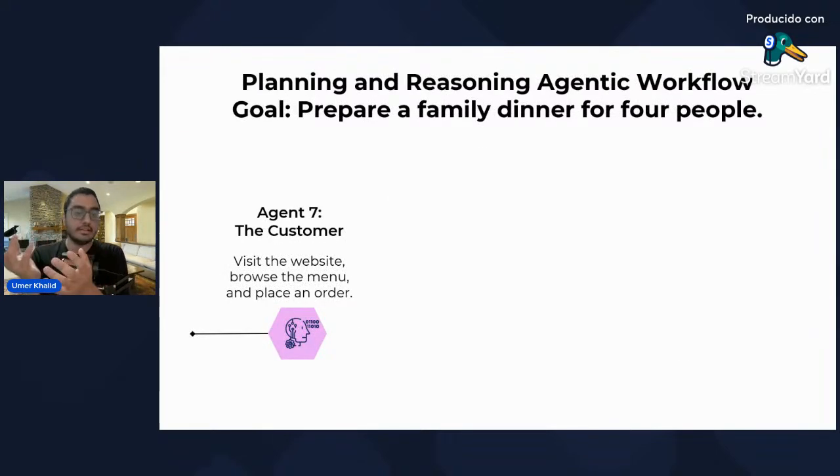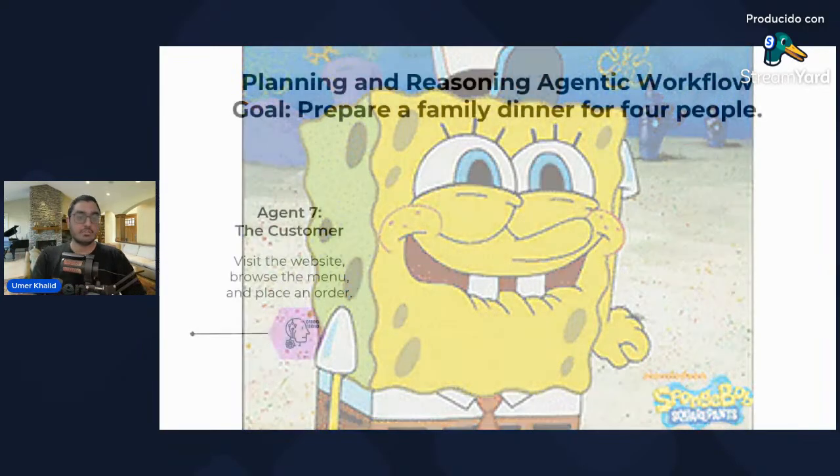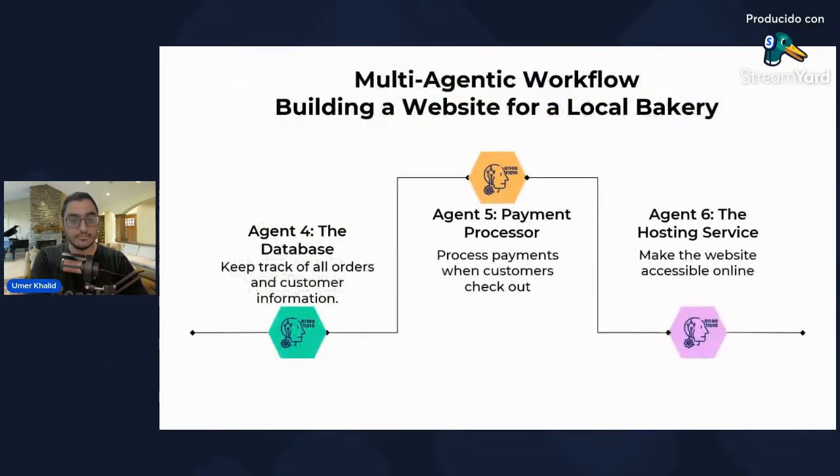You can also create a customer agent which would act like a testing user on the website, like the actual customer: browse the menu, place an order, and test your whole system. So, as you can see, multi agentic workflow is really efficient, and it's mind blowing how much it can be used. You can actually replace an entire team by using this multi agentic workflow if done efficiently. So, any questions around multi-agentic workflow?